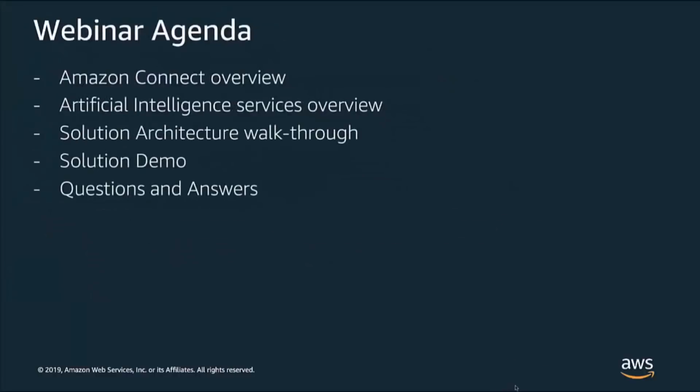Before we get started, here's a view of the flow for this session. We'll start with an overview of Amazon Connect, followed by an overview of some of the AWS artificial intelligence services. We'll go through the solution architecture, and then we'll show a real-time demo, followed by questions and answers.